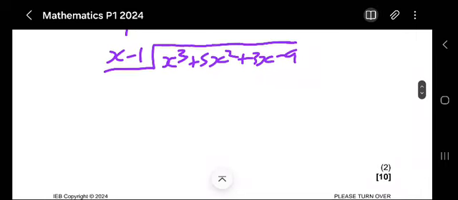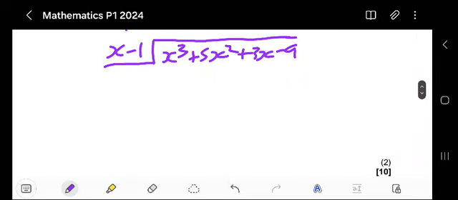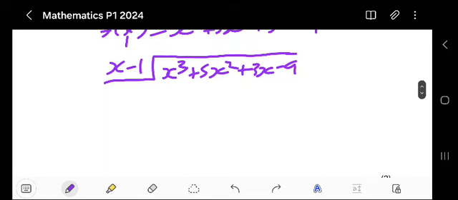So how do you do long division? The first one, you see what you see here. You divide the first term by this x. If you divide that, you will get x cubed divided by x. You'll get what? x squared. Then you write it here on the top. You'll have x squared like this, right?